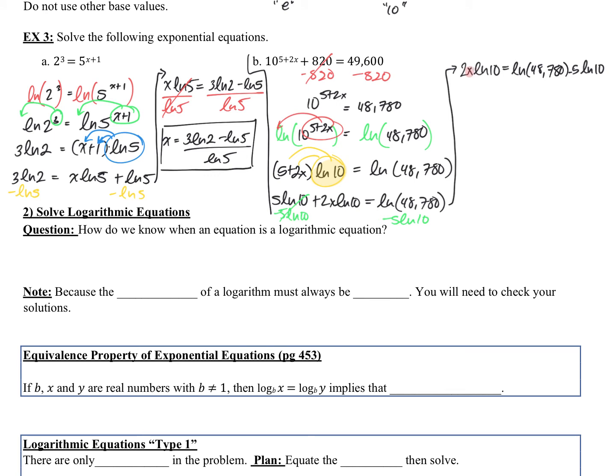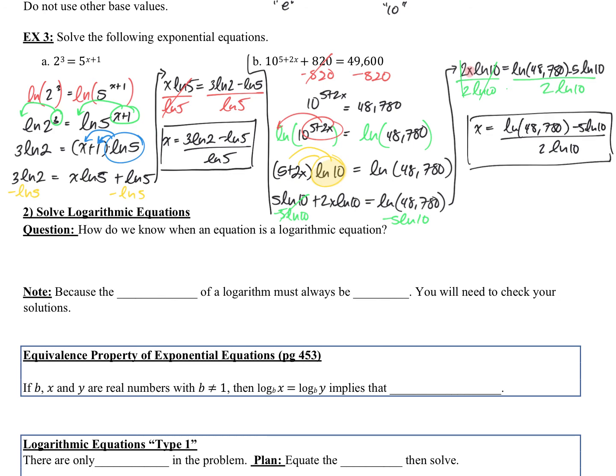Okay, once again, we're solving for x. X is right here in between the 2 and the ln 10. We'll go ahead and divide both sides by the 2 ln 10. Let me change my color real quick. And my answer is x equals ln 48,780 minus 5 ln 10, divided by 2 ln 10. And there we go. We have our answer.